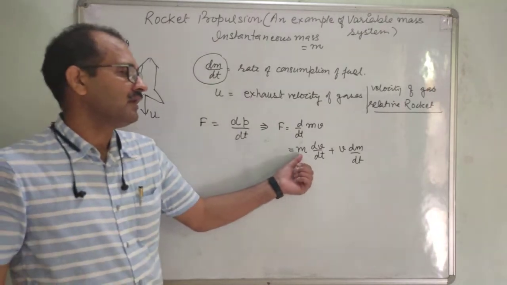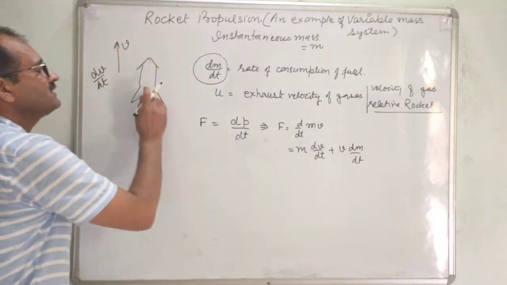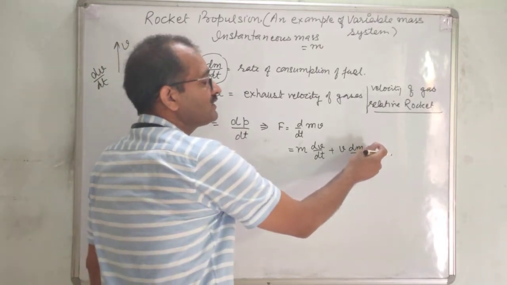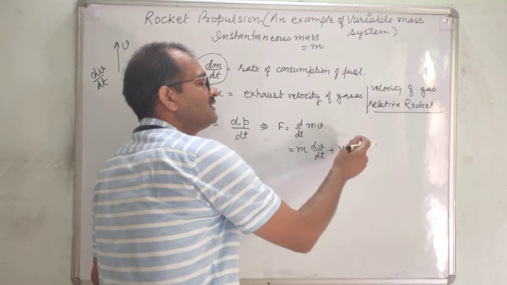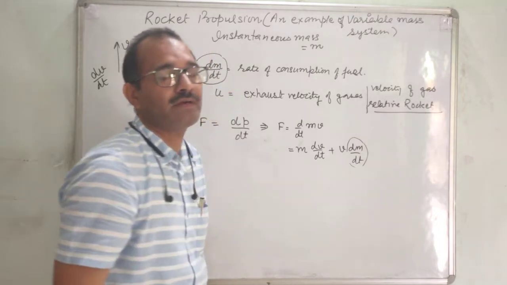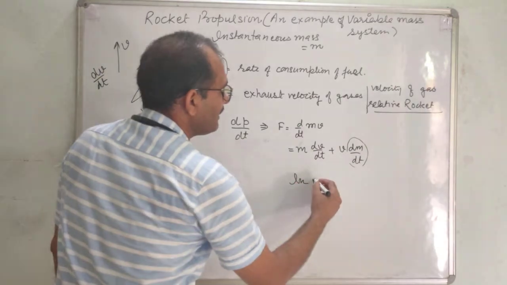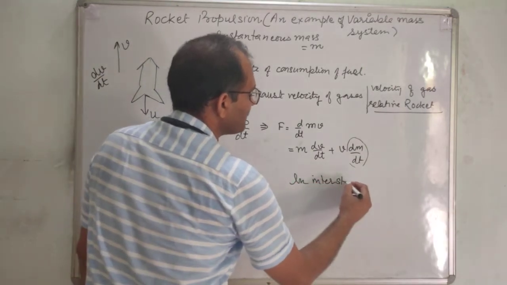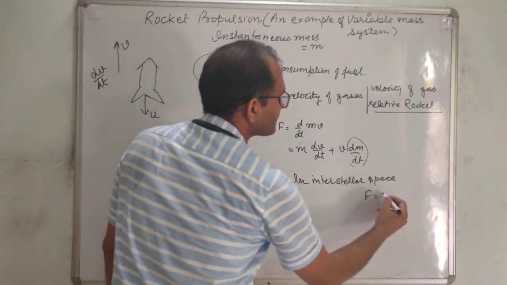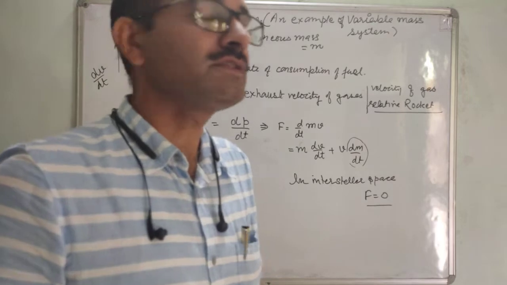What is m? m is the mass of the rocket. What is dv upon dt? The rate of change of velocity of the rocket. What is dm upon dt? The rate of consumption of fuel. Therefore, what is v? v is the velocity of gases, that is, v is the velocity of the dm upon dt part. Now in interstellar space, the external force is equal to 0.